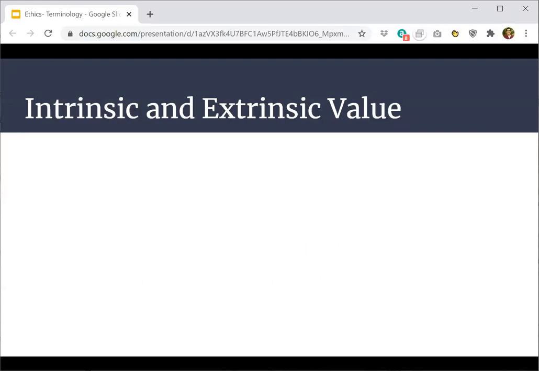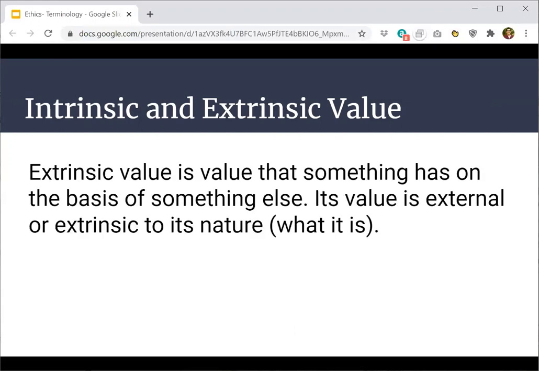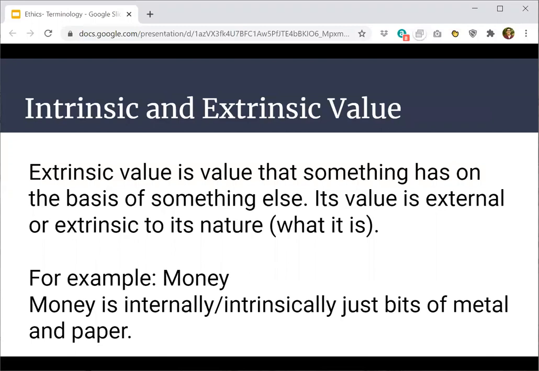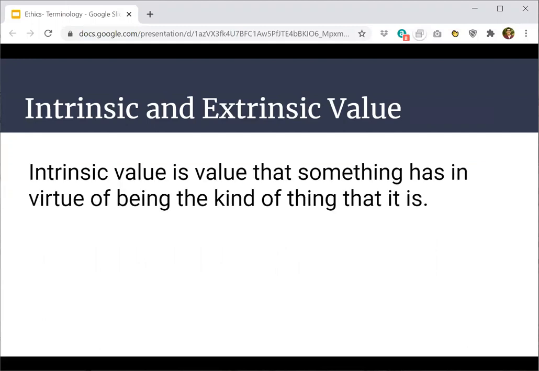All right, that brings us to the next distinction, the intrinsic versus the extrinsic distinction with respect to value. Extrinsic value is value that something has on the basis of something else. Its value is external or extrinsic to its nature. Its nature is what it is. For example, the most obvious example, money. Money has extrinsic value. Money is intrinsically just bits of metal and paper, right? I mean, nowadays it's ones and zeros on some bank computer. But then there's still the coins and the bills. Intrinsic value, on the other hand, is something that has value in virtue of being the kind of thing that it is.